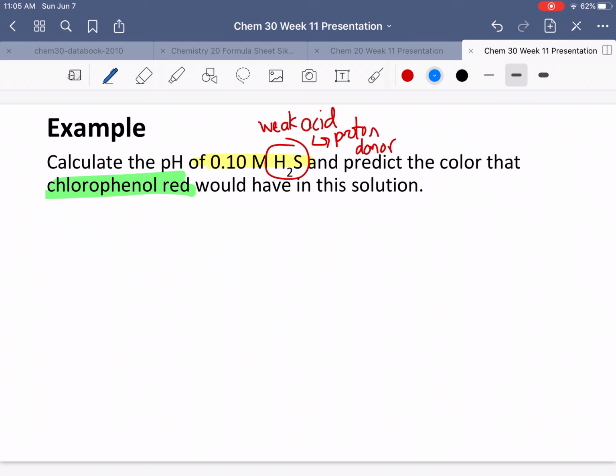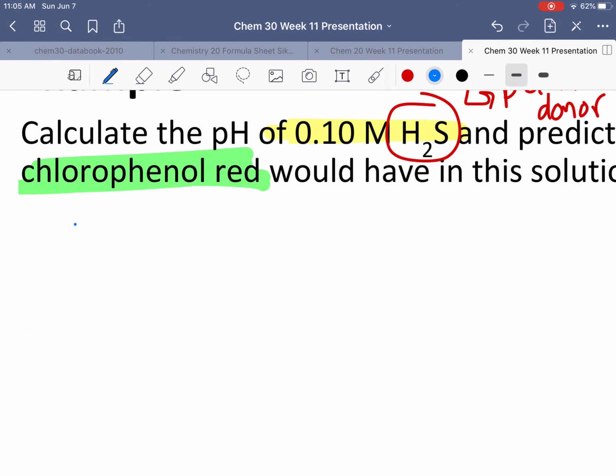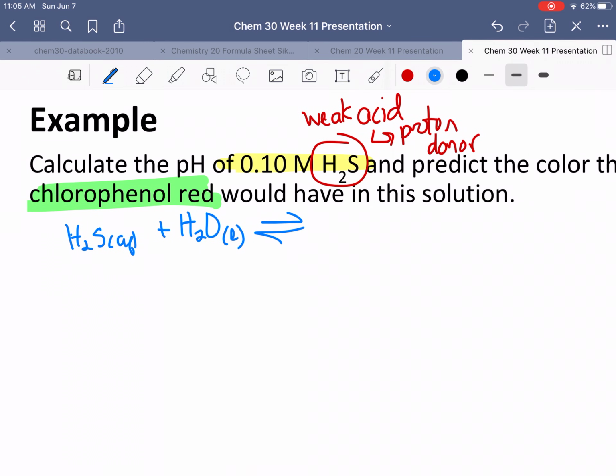Alrighty, so let's go through it. Step by step, H2S aqueous is going to react with water. Why is it reacting with water? Because it's in solution. That's how we even get a pH. pH relates to concentration of hydronium. pH wouldn't exist if this thing didn't ionize in water, okay? All right, equilibrium. Why? Because it's weak. It's not quantitative. Transfer the proton. It is a proton donor. So we end up with HS negative aqueous plus hydronium.